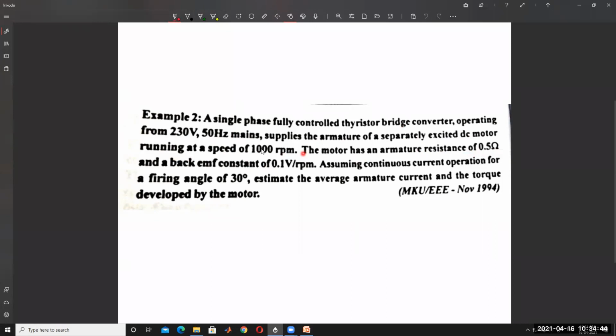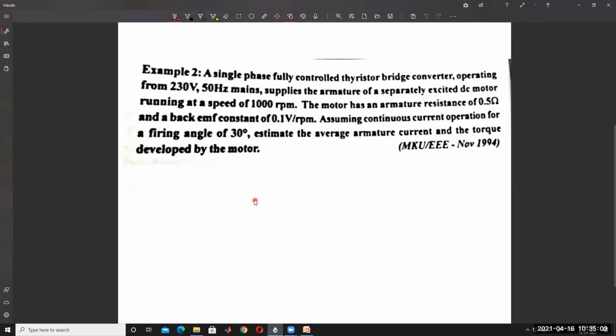By reading this question, all of you write the given data. The back EMF constant is equal to 0.1 volts per rpm. Assume continuous current operation for a firing angle of 30 degrees. Find average armature current and the torque developed by the motor. Try to solve yourself, then only it is very useful for your exams. So first write the given data.